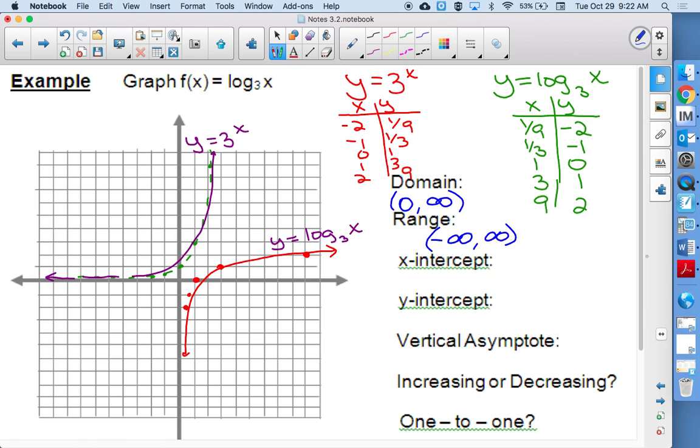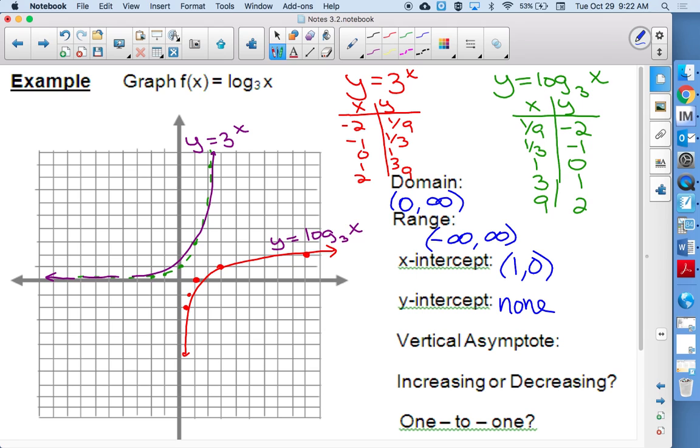What's the x-intercept here? 1, 0. So x-intercept is 1, 0. Mine has it there, but I just didn't cross through. But I did have the point. How about the y-intercept? Carrie, what's the y-intercept? There is none. And again, that's the opposite. So my exponential function had a y-intercept, but no x-intercept.